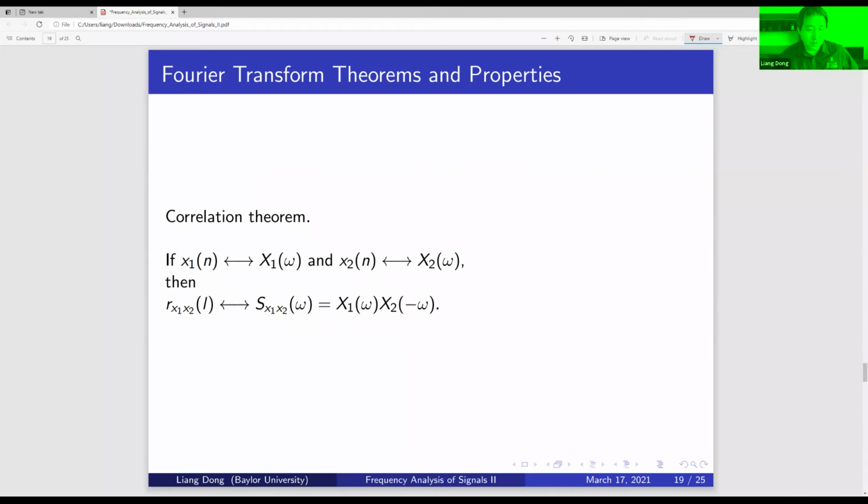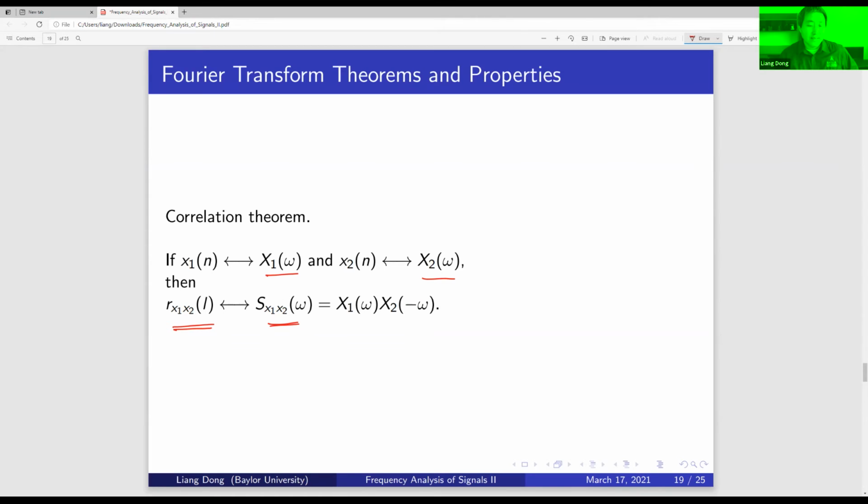Correlation theorem. Say I have two signals, x1 and x2. Their corresponding Fourier transforms, the frequency domain signals, are capital X1 and capital X2. Then the cross correlation of these two signals is going to show me what we call a spectrum, but it's kind of a cross spectrum. It's not a spectrum of a single signal. It's working on two signals, X1 and X2.